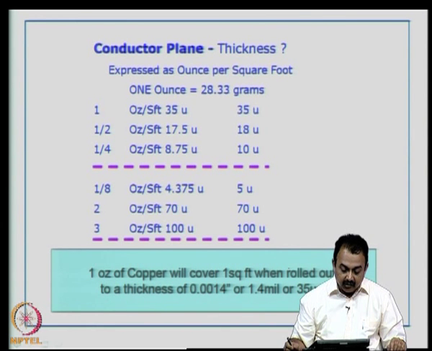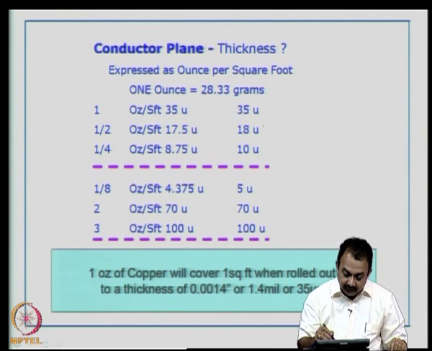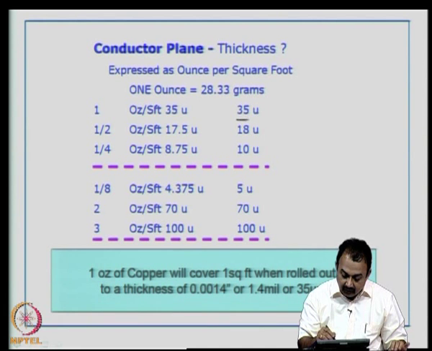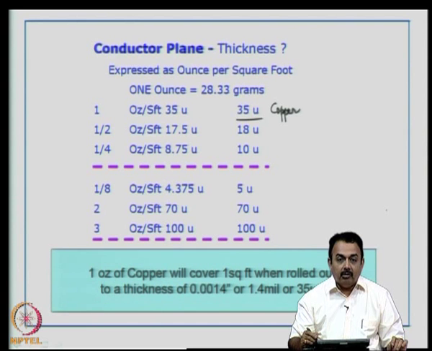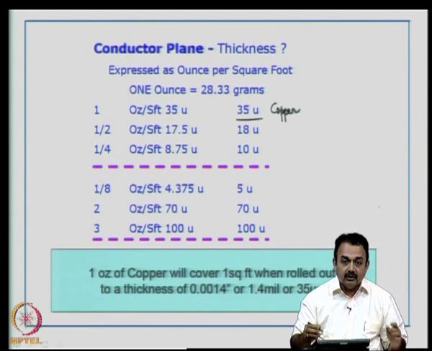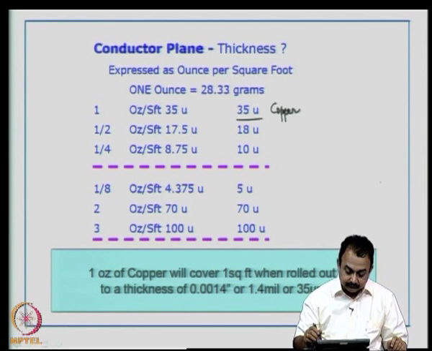We need to identify Copperclad laminate based on the thickness of copper that is used. For example, if you say that I have bought a Copperclad laminate with 35 micron copper, 35 micron defines the copper thickness. It is known as 1 ounce copper. That means 1 ounce, which is 28.33 grams, per square feet of the total laminate material is known as 35 micron foil or copper.